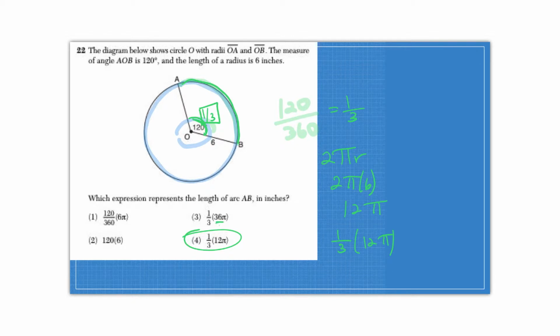You may want to notice that here, they gave you 36 pi, which would be the area formula. So you want to stay away from that. They're trying to trick you a little bit on that one. The arc length is a fraction of the circumference, not the area.